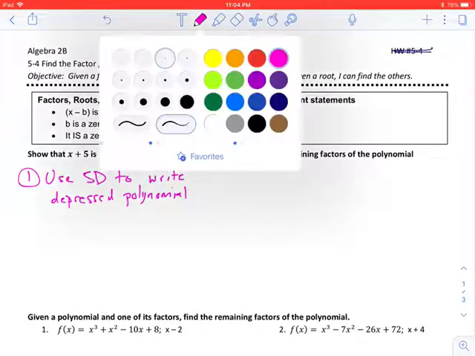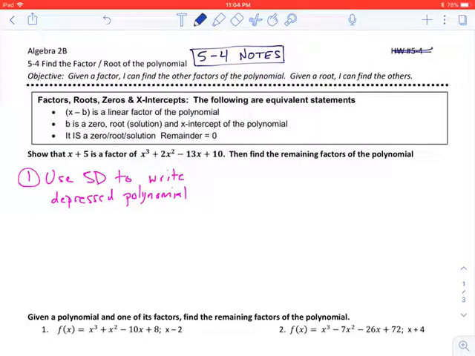Okay, so let's go ahead and do that part actually, step by step. So here's our factor. Remember, we're going to use the opposite of that factor, which is -5 in this case. So -5's in our little box. Then we've got 1, 2, -13, and 10. Bring down that leading coefficient, and we're ready to go.